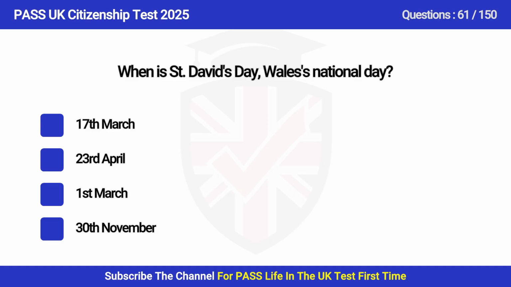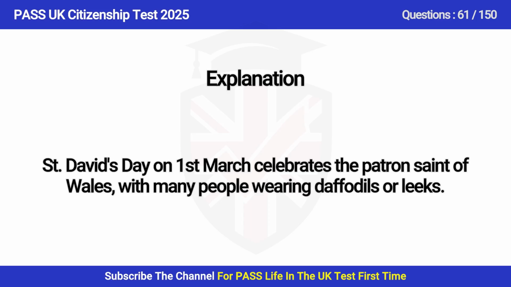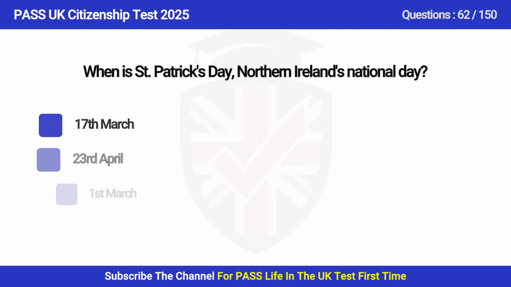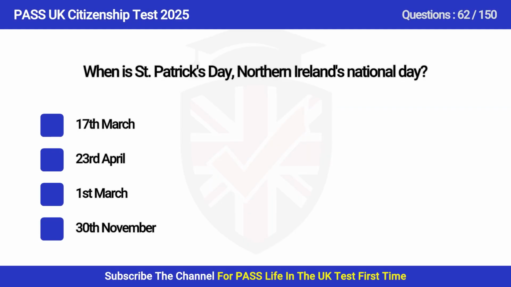Question 61. When is St. David's Day, Wales' National Day? A. March, B. April, C. March, D. November. Answer is C. March. St. David's Day on March 1 celebrates the patron saint of Wales, with many people wearing daffodils or leeks.